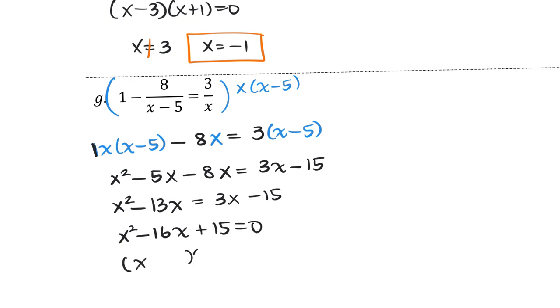Now I'm going to factor. To get 15, I could do 3 times 5. But that doesn't add up. That adds up to 8. So I'm going to have to do 15 times 1. So my answers are x equals 15 and x equals 1. I'm going to check my domain. X can't be 5. That's fine. X can't be 0. So both of these answers are valid answers.